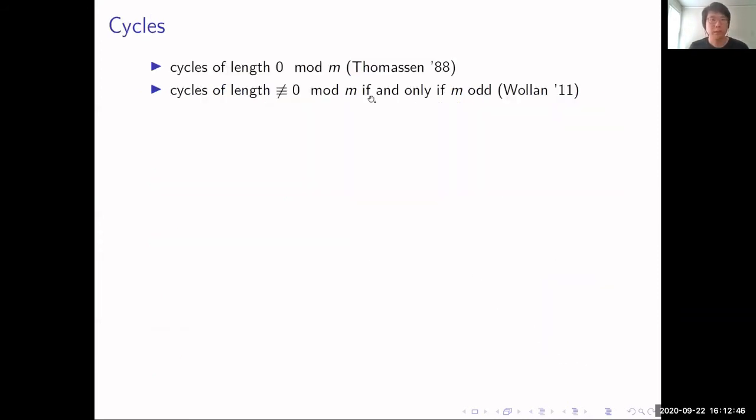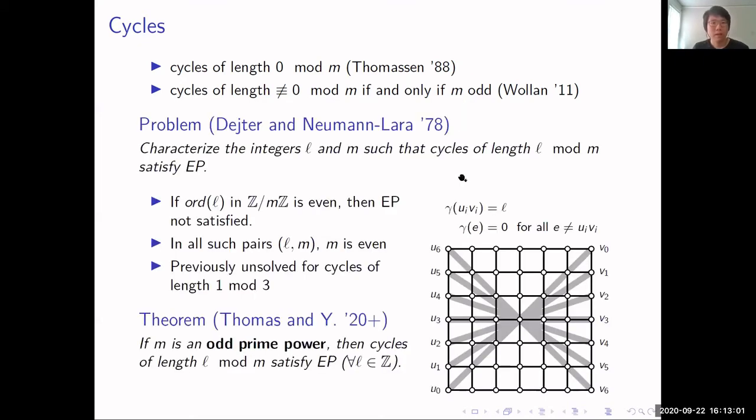Right, so I mentioned that cycles of length 0 mod m satisfy the property, and cycles of length not congruent to 0 mod m satisfy the property if and only if m is odd. Okay, and there's actually this question of Dejter and Neumann-Lara from 1978 asking for a characterization of integers L and M such that cycles of length L mod M satisfy the Erdős-Pósa property.